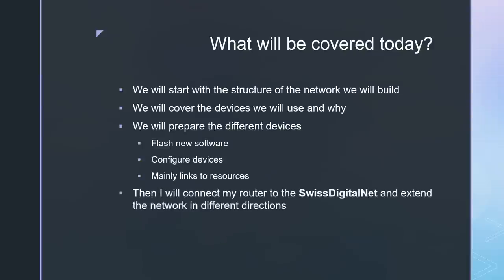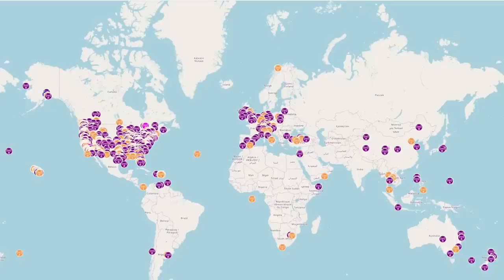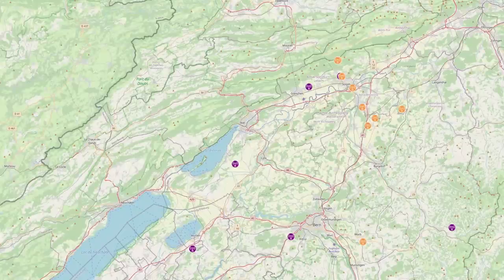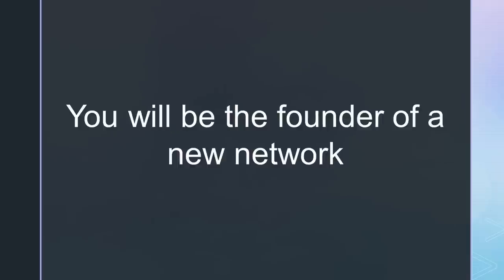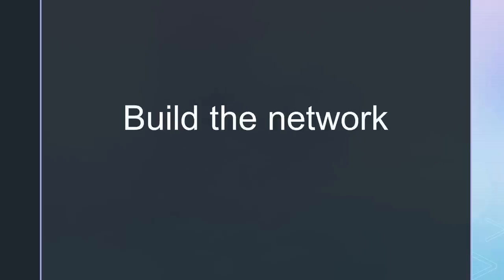Then I will connect my router to the SwissDigitalNet and extend the network in different directions, without asking anybody and without administration. Worldwide, there are many operational AREDN networks available. I was lucky to know a few guys with a running network, so I was able to connect to their SwissDigitalNet. However, it is no problem if you do not know anybody with an operational node. Then you become the first in your area. Let's start to build our network.